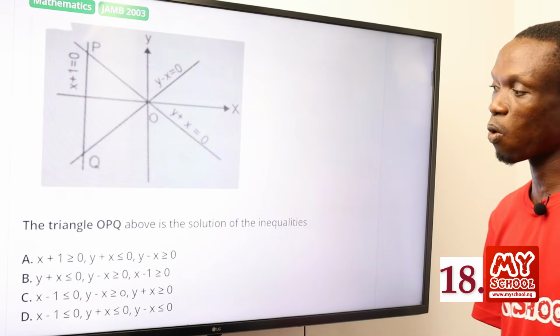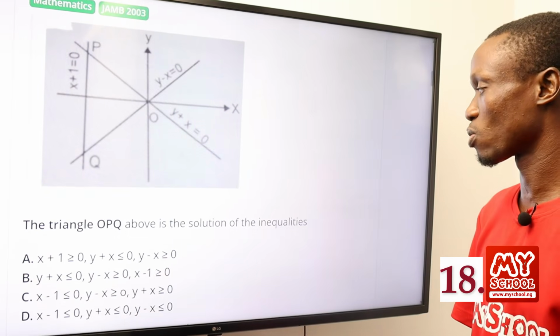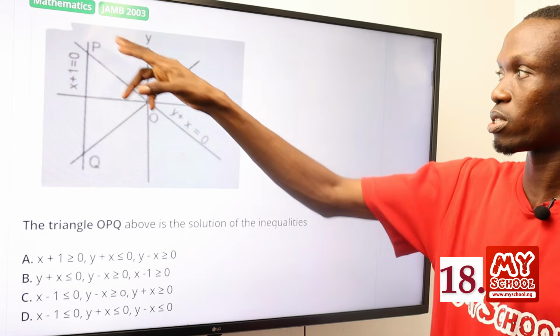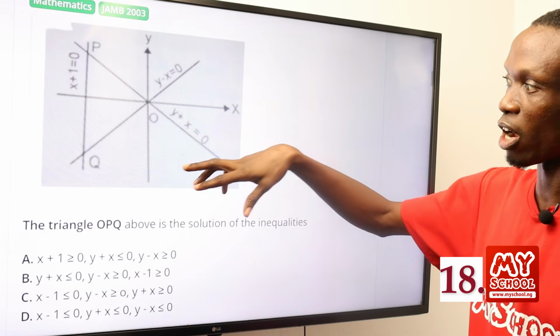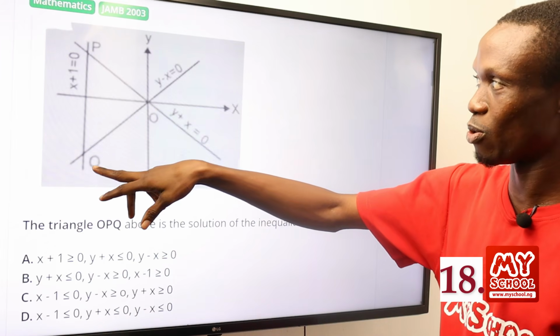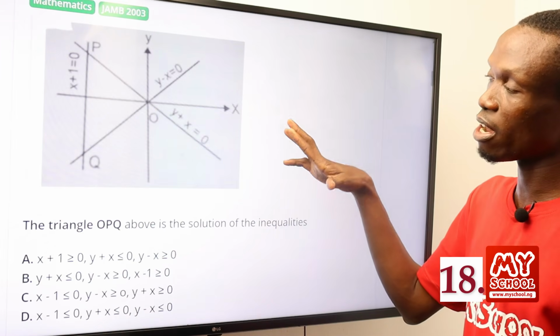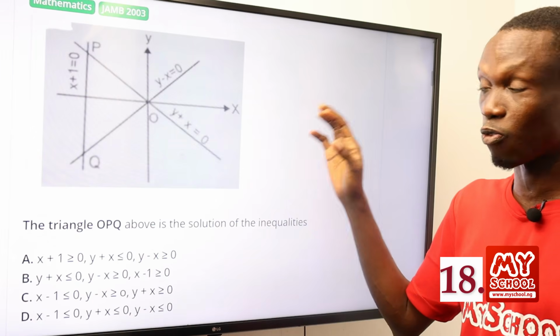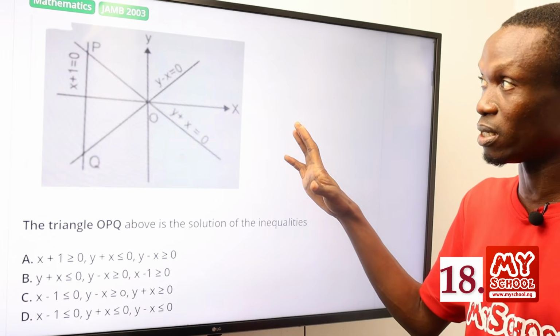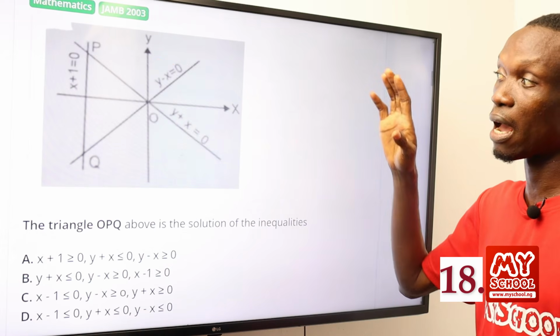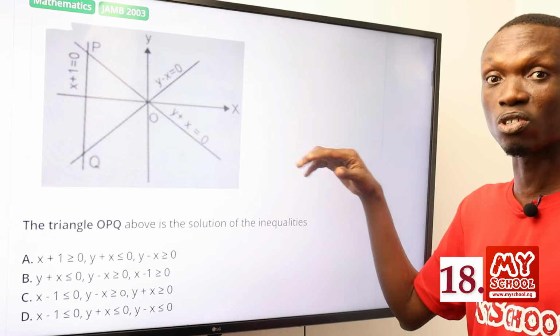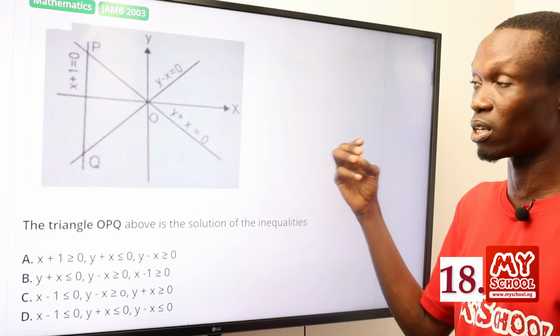The triangle OPQ above is the solution of the inequality. So this is the triangle above, right? The triangle OPQ, right? So basically, if you are given a question like this, first of all, what you have to look out for is the line. Is the line broken or not? For this question, the line is not broken. So that means we don't have strict inequality. We actually have weak inequality, right?